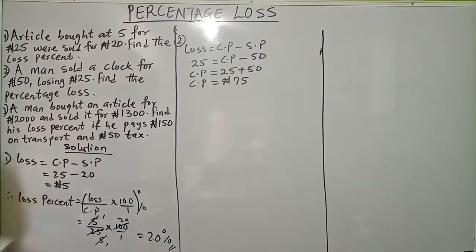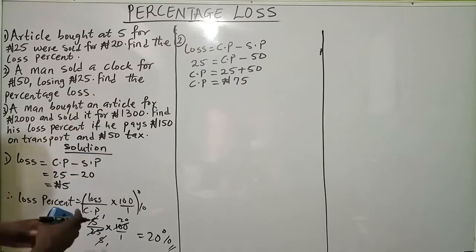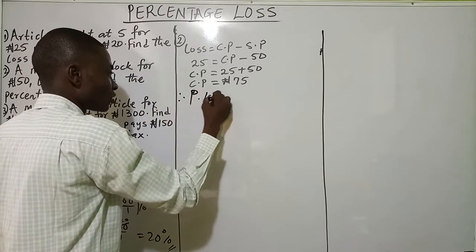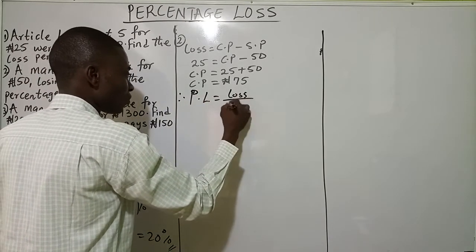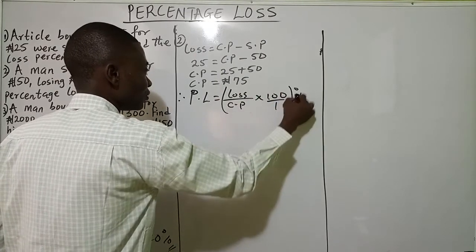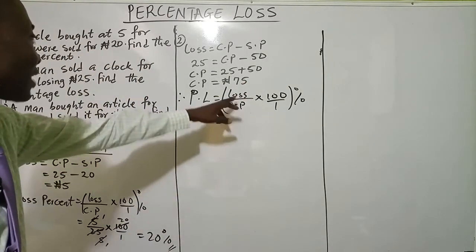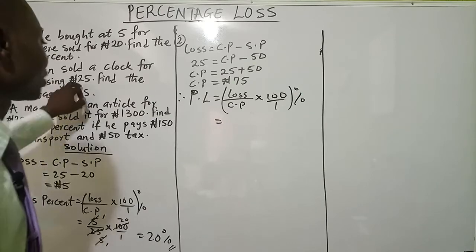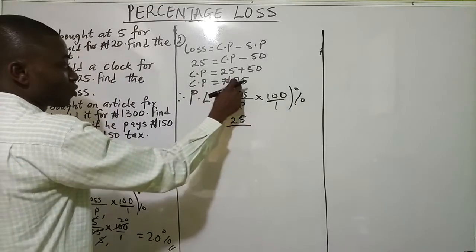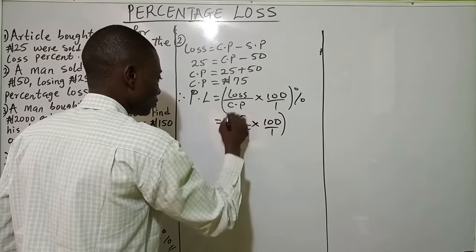Good. So now we know our cost price, we know the selling price. So very easily, we can find the percentage loss. Therefore, percentage loss is equal to loss over cost price times 100 over 1. Very simple. Now we can substitute. The loss has been given to us from the question. Loss is 25. So 25 over the cost price, which is 75, times 100 over 1.